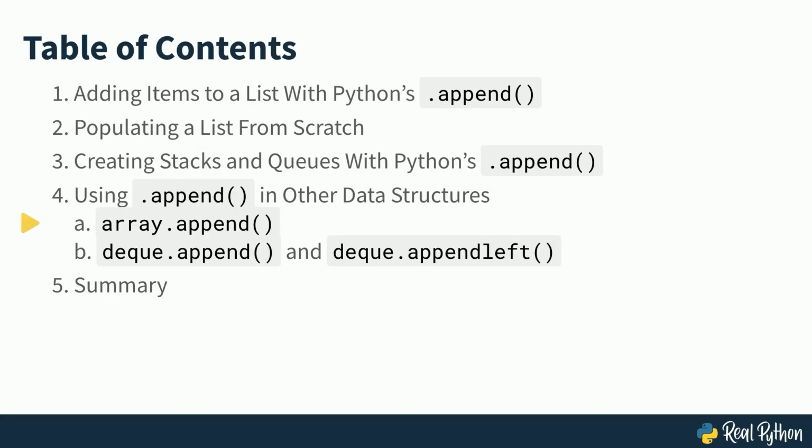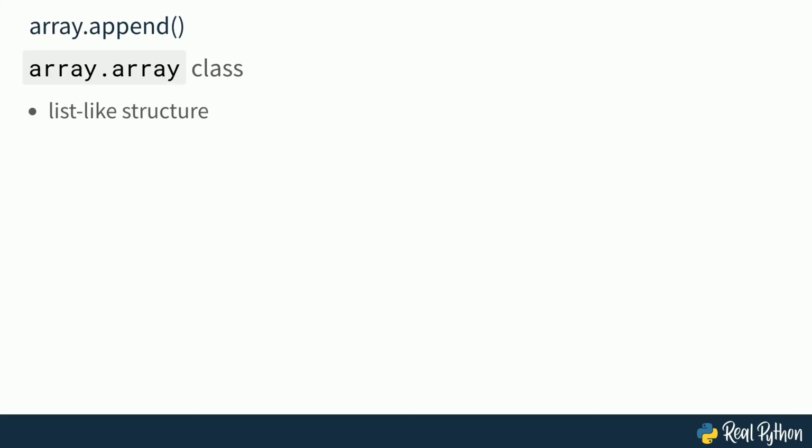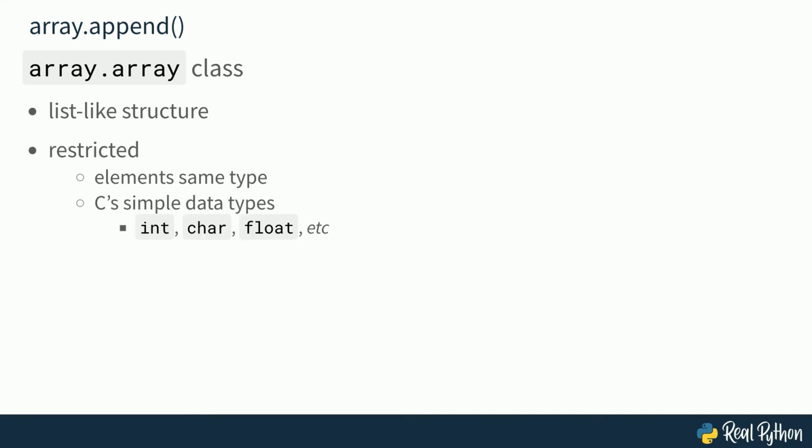First, the array. The array class from the array module, array.array, is another list-like structure, but it's much more limited. All of the elements must be of the same type, not mixed as you see in lists. And you can only use certain types, like integers, characters, decimal values, things that are considered simple types in the language C. Arrays do some things much more efficiently than lists.